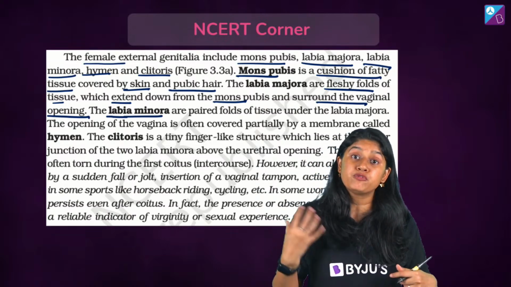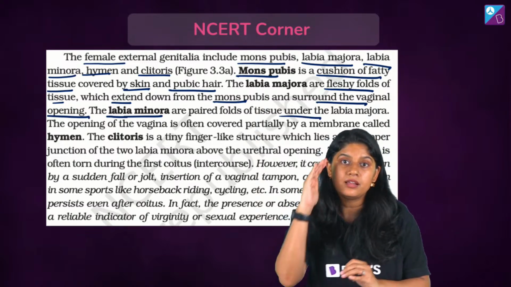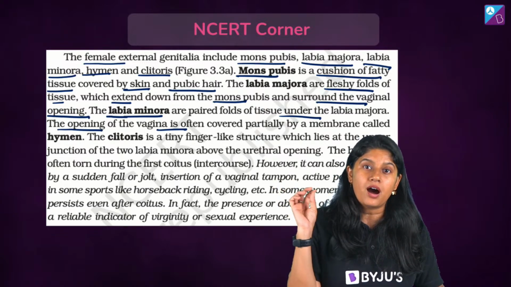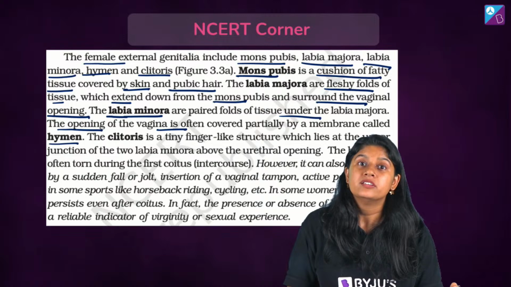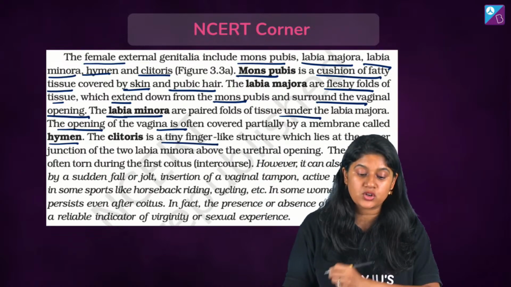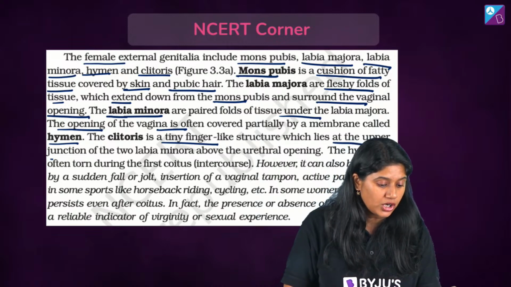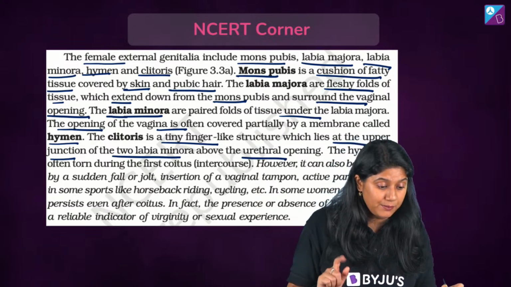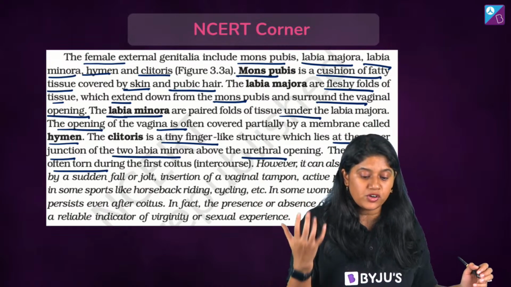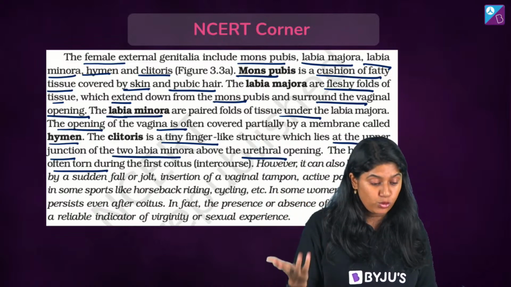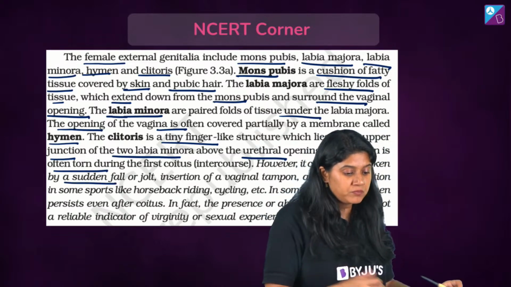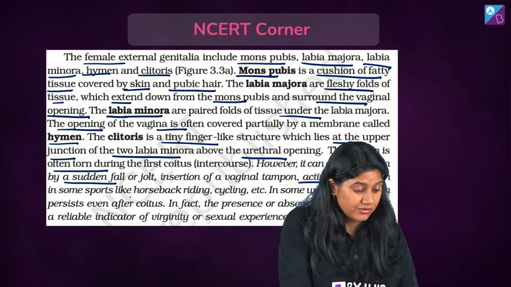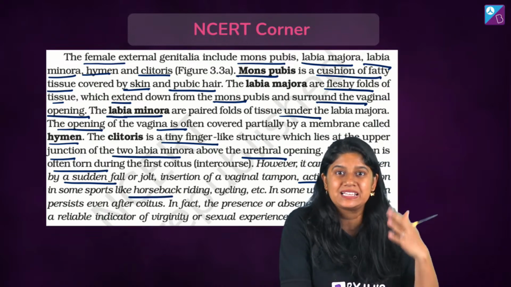Labia minora are a pair of folds of tissue under the labia majora. And the opening of the vagina is often covered by a membrane, which is called the hymen. The clitoris is a tiny finger-like structure which lies at the upper junction of the two labia minora above the urethral opening. The hymen is often torn during the first intercourse. However, it can be broken by a sudden fall or a jolt, insertion of tampons, or sports activities like horseback riding, cycling, etc.